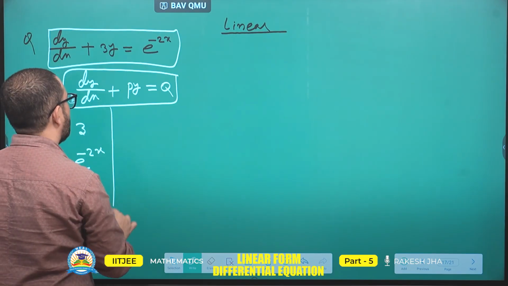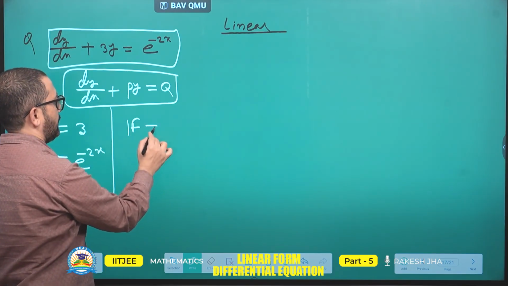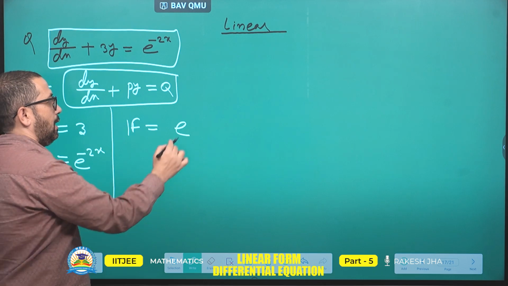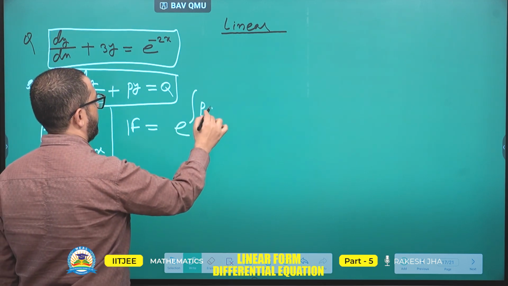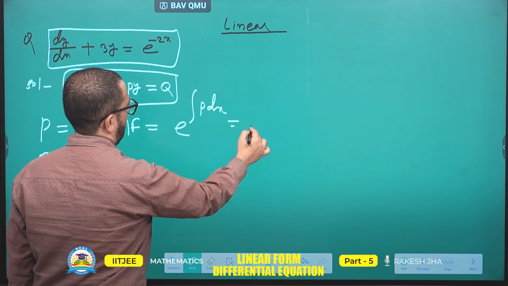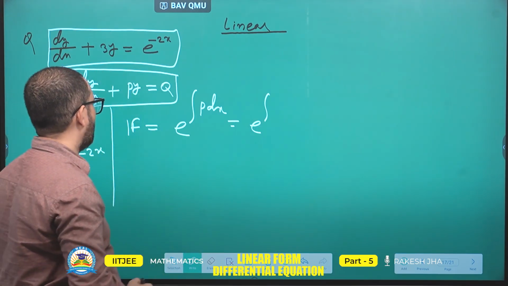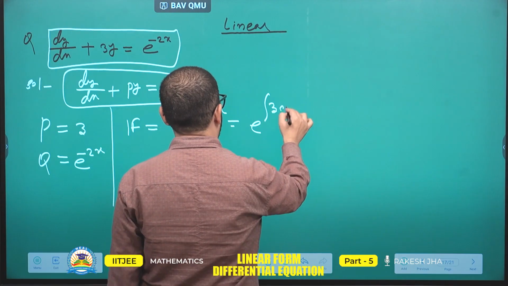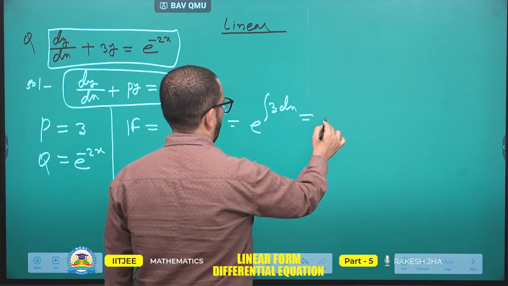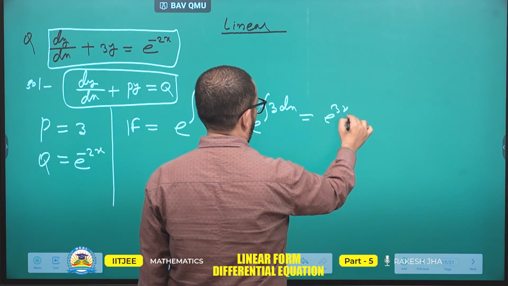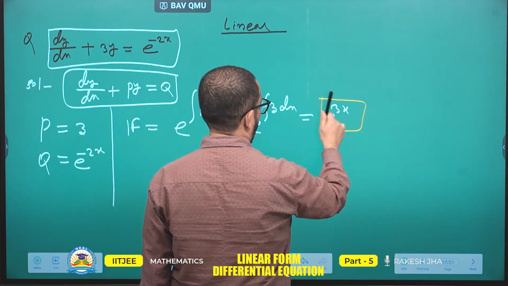So as I mentioned, we have to find the integrating factor, that is nothing but e raised to the power integral of p dx. So here e raised to the power, in place of p we can put 3, so 3 dx, and now after integration it will be e raised to the power 3x. So this is nothing but the integrating factor.